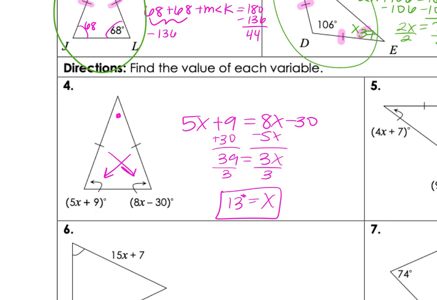How can you check it? How can you check if that's the right answer? Plug it in to what? Plug it into both. They should be equal. Okay, so if you plug it into both and you get the same measure, then you know you did it right. If you plug it into both and they're different measures, something's wrong.